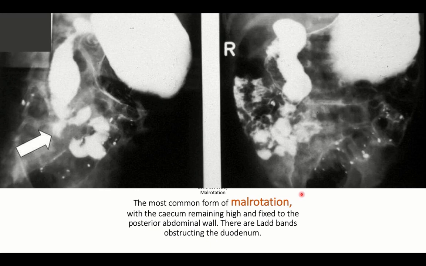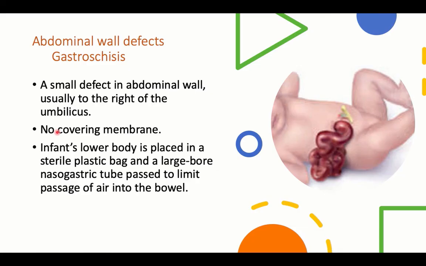A contrast study can diagnose malrotation. Here we can see the intestinal loops located on one side of the abdomen, and this is the cecum lying high up in the abdominal cavity. So a contrast study can diagnose this anomaly. Treatment for such anomalies will be surgical.